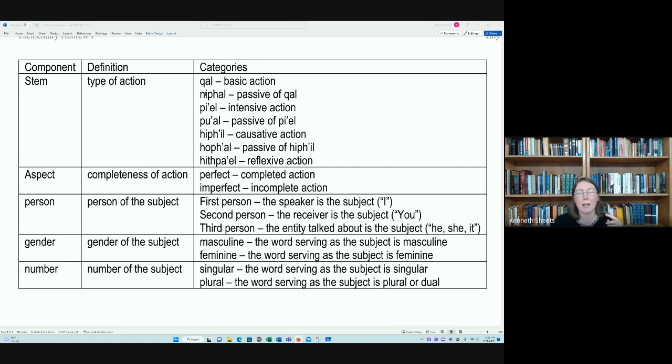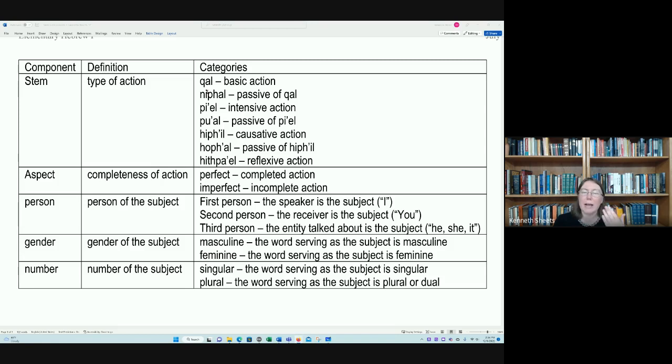So we have the kal and the nifal, the piel and the pual, the hifil and the hofal, and then the hithpael. In this particular instance, the kal is the basic action. So this is just talking about the action in its most basic sense. For instance, as in the sentence, I break. I broke the plate. We'll make it past tense for right now. So I broke the plate.